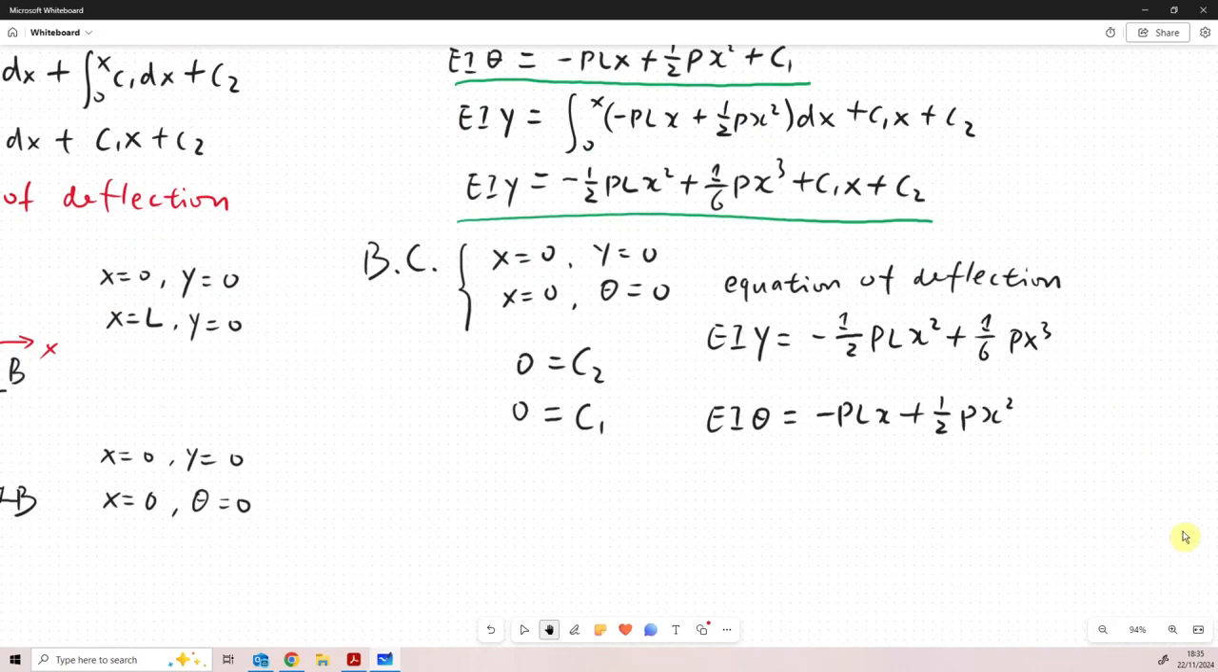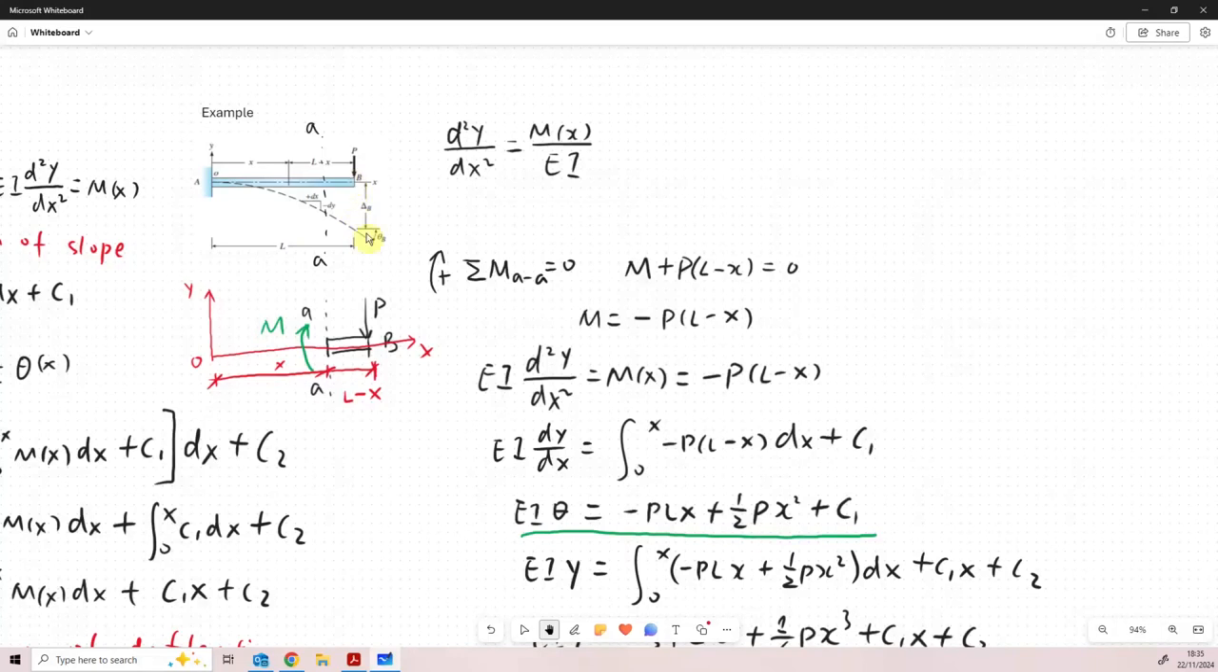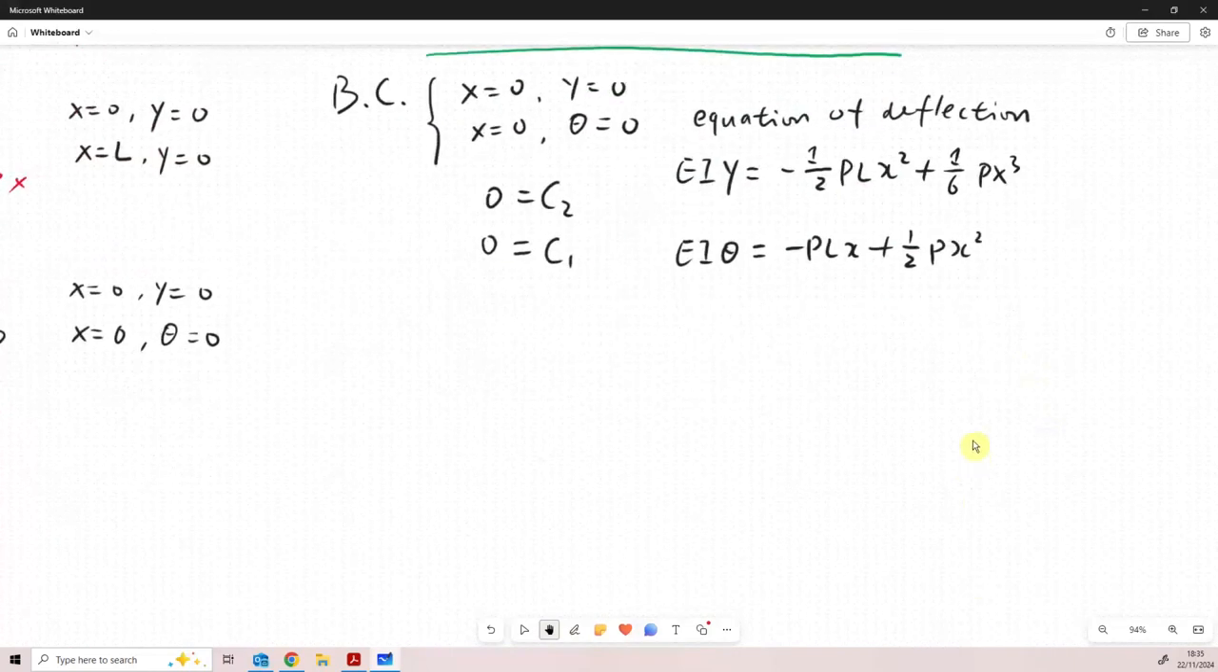So we need to know what is delta B or what is theta B. Delta B is the deflection at the point B, and theta B is the rotation at the point B. Point B, x equal to L. So once we know x equal to L, we can calculate the deflection.